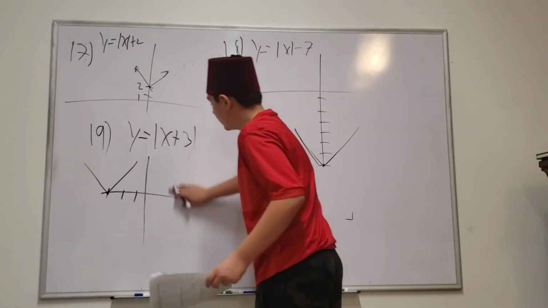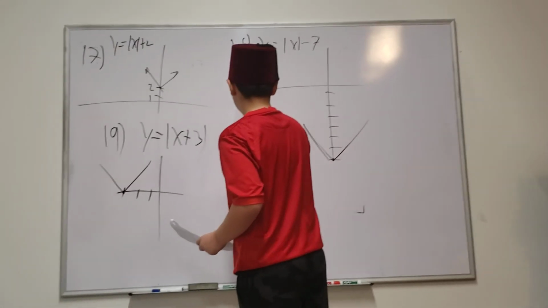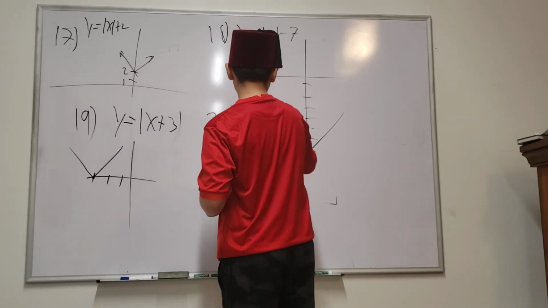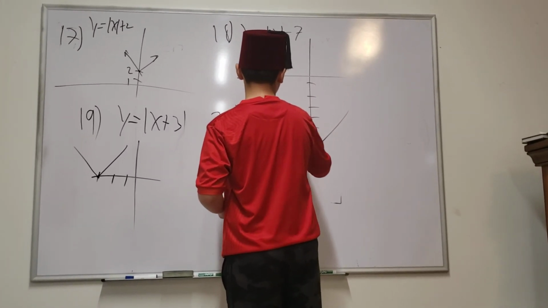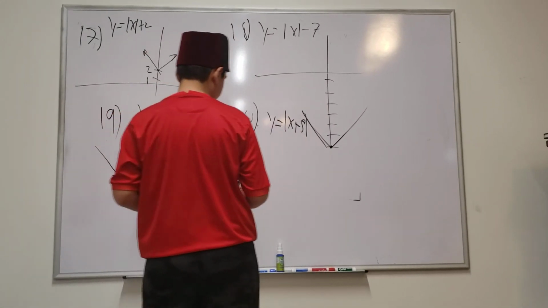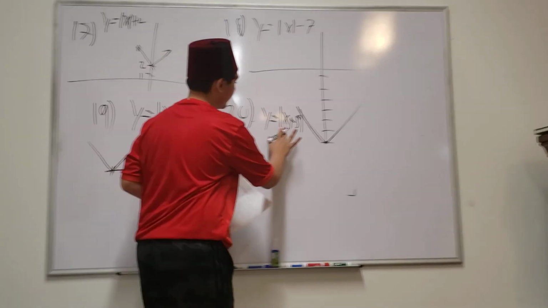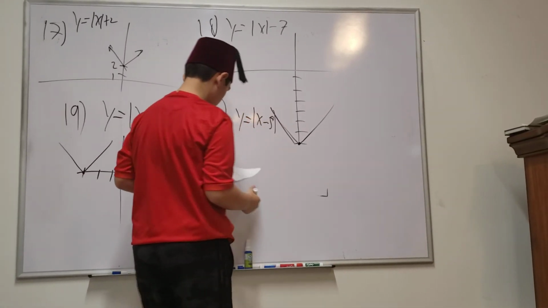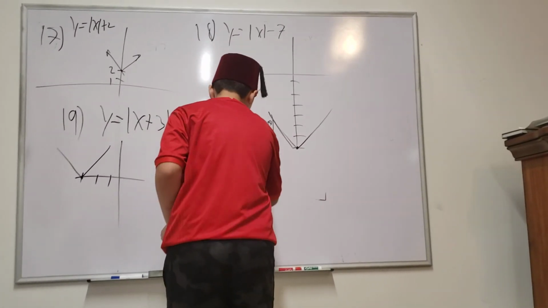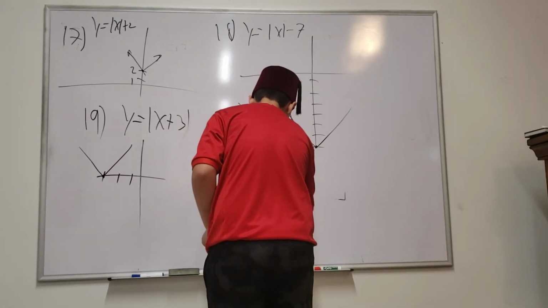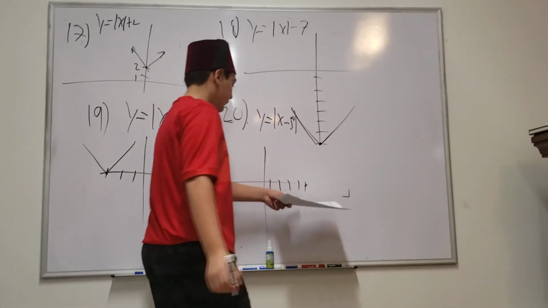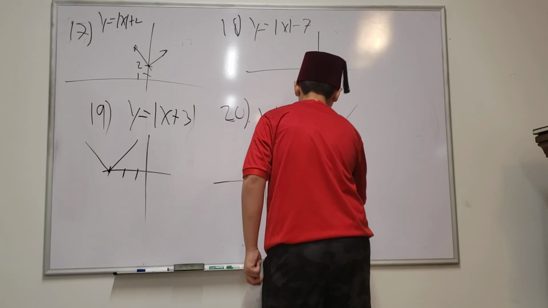And then our final problem, number 20, is the equation y equals absolute value of x minus 5. Sorry, my bad. We're going to go 5 to the right this time. So here would be our starting point at 5, and then we'll just go up normally.